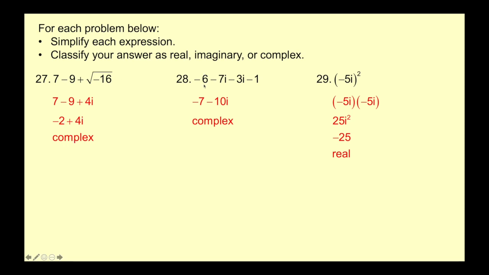In 28, I've got negative 6 and negative 1 combining to give me negative 7. Then I've got negative 7i and negative 3i combining to give me negative 10i. I have a real part and an imaginary part, which again means it's complex. And then finally for 29, if I write that out twice, I've got negative 5i times negative 5i, which is 25. i times i is i squared. And then i squared is going to turn into a negative 1. So 25 times negative 1 gives me an answer of negative 25, which is real.